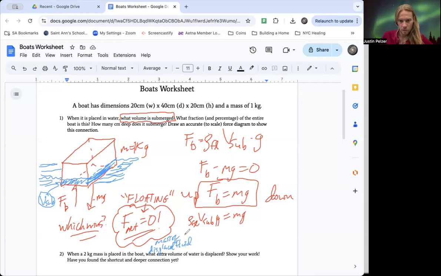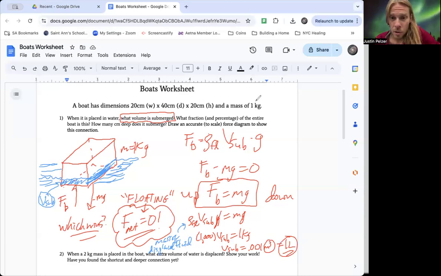So I'm going to write the answer right here. I'll keep it in red. So we have that cancel, that cancel. So we have the mass of the displaced fluid, which is 1,000 times its volume, equaling 1 kilogram. So V sub is 0.001 cubic meters. Remember, we're in cubic meters here, which of course is 1 liter. So we have 1 liter submerged.